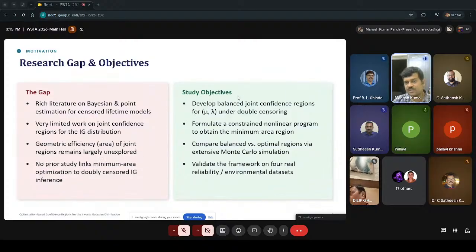So what are the study objectives? The inverse Gaussian distribution has two parameters, mu and lambda: one is the location parameter, the other is the shape parameter. The idea is to develop a balanced joint confidence region for both parameters under a doubly censoring scheme, formulate a constrained nonlinear programming problem to obtain the minimum area region, compare the balanced versus optimal regions using Monte Carlo simulation, and validate the framework on four real datasets.